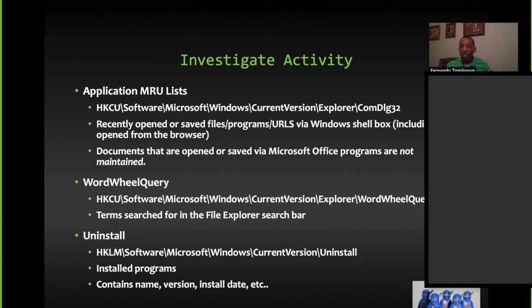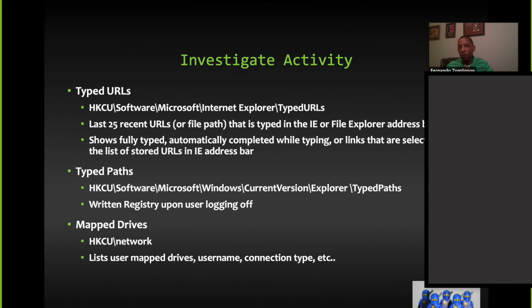So in HKLM, local machine, that's everything on the machine, we're able to see that. Stuff like the names, the versions, the install dates, right? We start to get an understanding of what programs are actually installed on the machine.